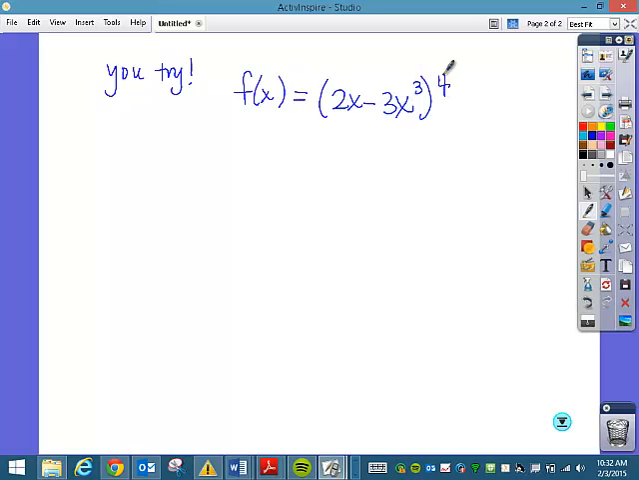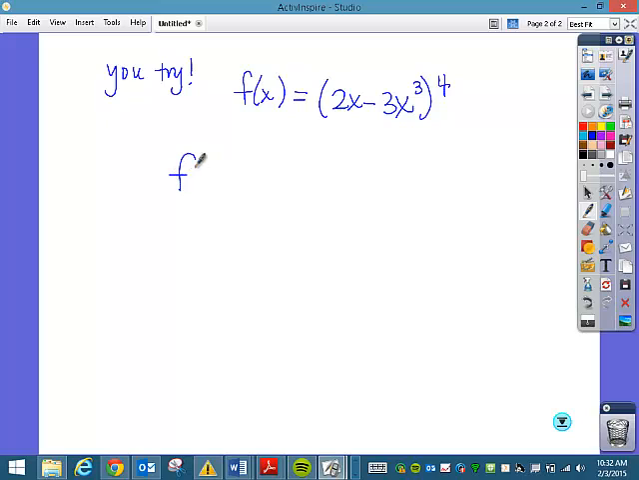Pause your video, try this U-try problem on your own. Use the chain rule to find the derivative of f of x equals 2x minus 3x to the third, all of that to the 4th power. Pause your video, copy this down, try to take the derivative of this on your own.